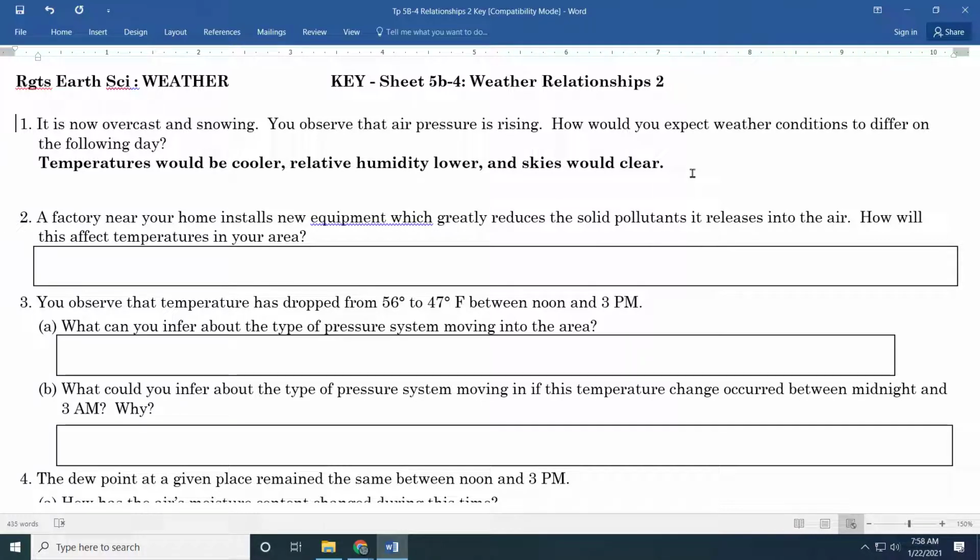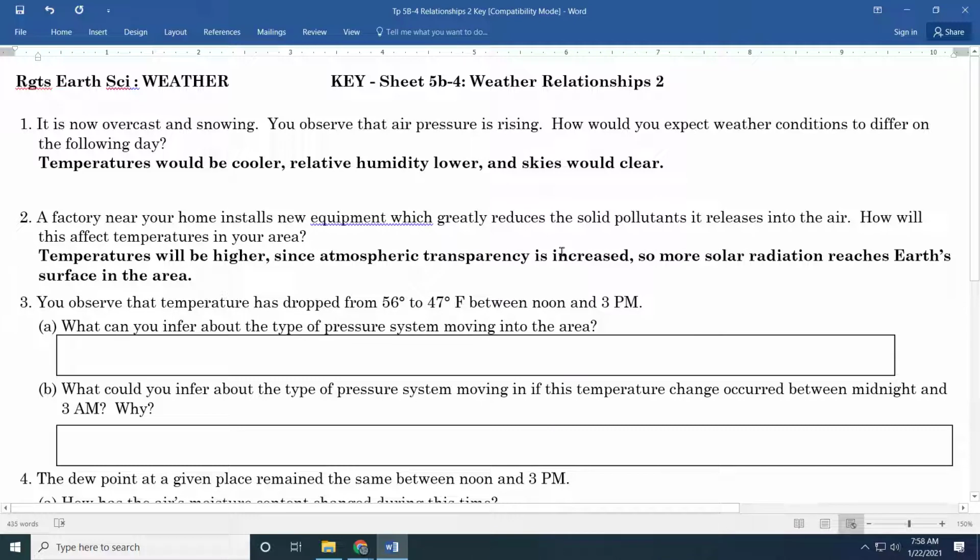So if you clean up the air and all of a sudden now more light can get in, that's going to cause the temperatures to get higher because now you increase the transparency, you're letting more solar radiation in, and if you get more energy from the sun, logically you're going to warm up.